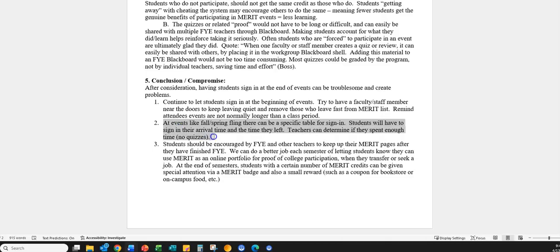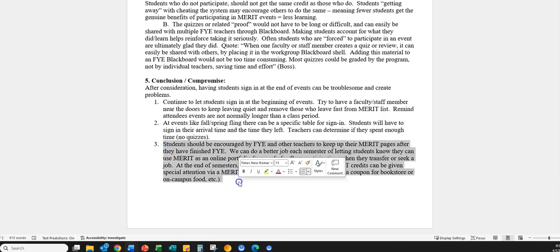For things like spring and fall fling, instead of having a quiz or a scavenger hunt, we could just have a sign-in table with a faculty or staff member at it. Students can sign in when they get there and when they leave, and somebody's monitoring that to make sure it's fair, and that way teachers can determine whether that was enough time to give credit for. There won't have to be activities that people have to do.